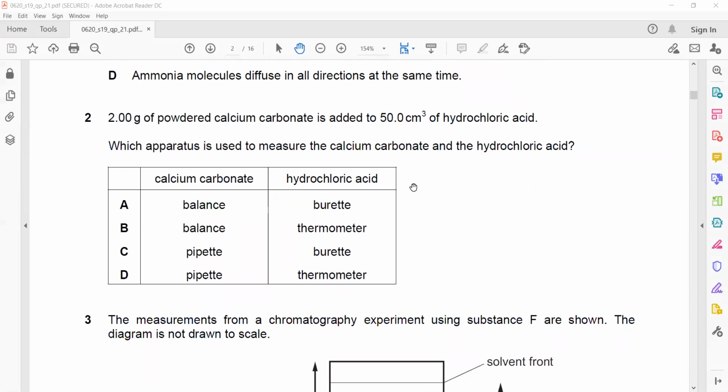Question 2. 2 grams of powdered calcium carbonate is added to 50.0 cm³. When they say 50.0, it means you want to measure accurately. Which apparatus could be used to measure the calcium carbonate and hydrochloric acid? A, sir. A.